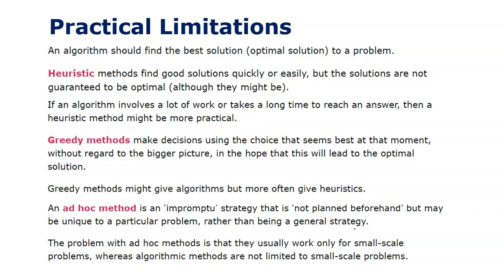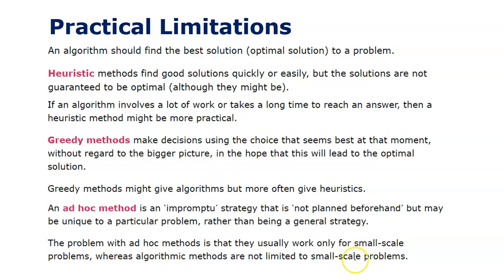So it's an odd word, but let's just use it. Heuristic methods find good solutions quickly or easily, but the solutions are not guaranteed to be optimal. By optimal, we mean the best one. So you might find a pretty good solution very quickly, but it might not be very good in terms of you could have got better.